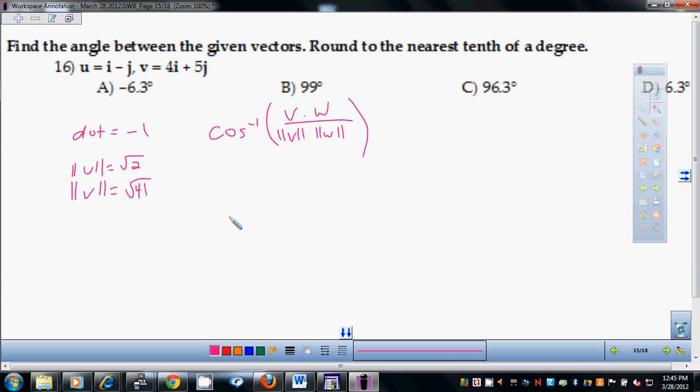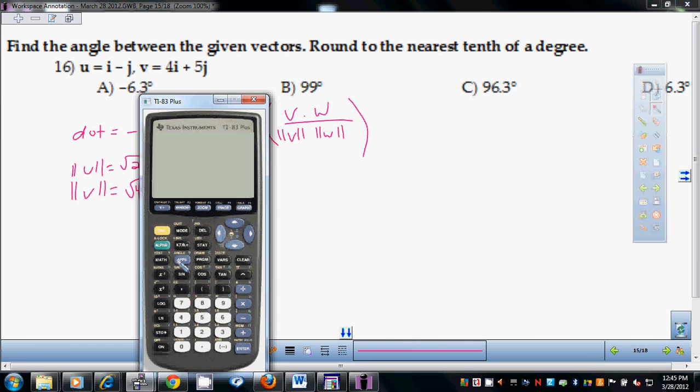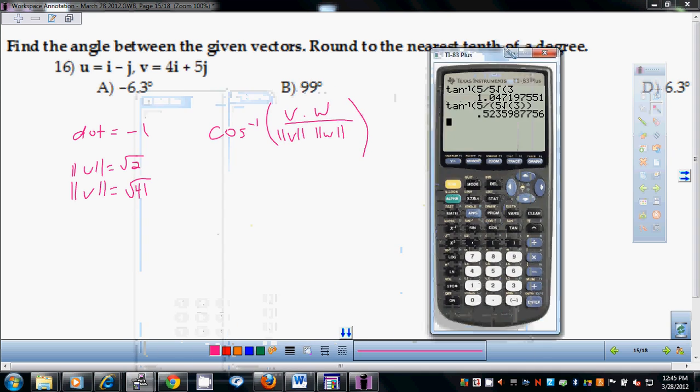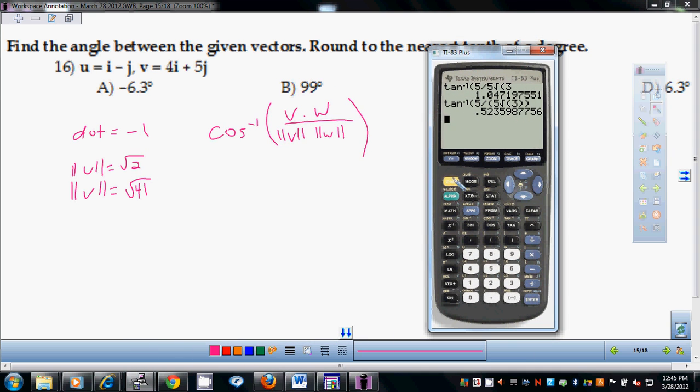Right. So, ready for the calculator. Now you're going to need to be in degree mode. Having to jump back and forth. Degree mode, because the answers are in degrees. So, cosine inverse.